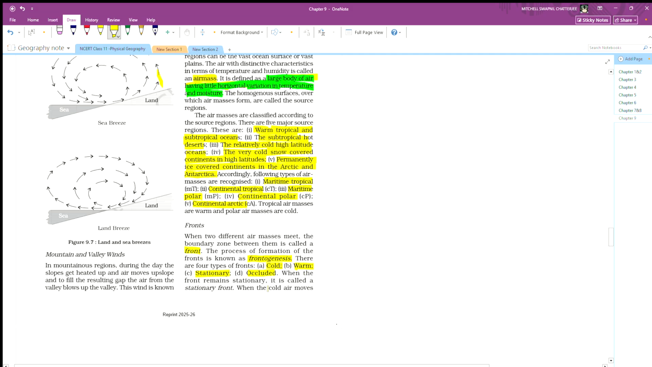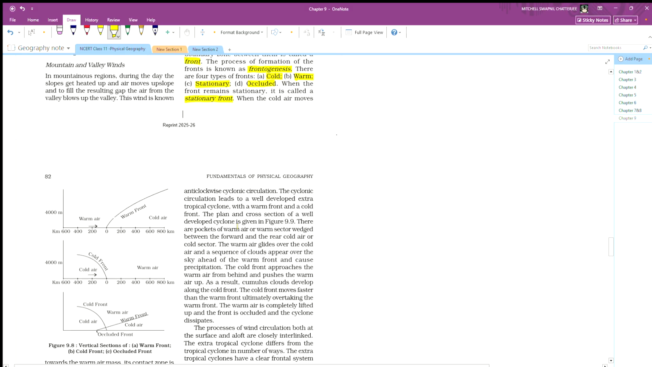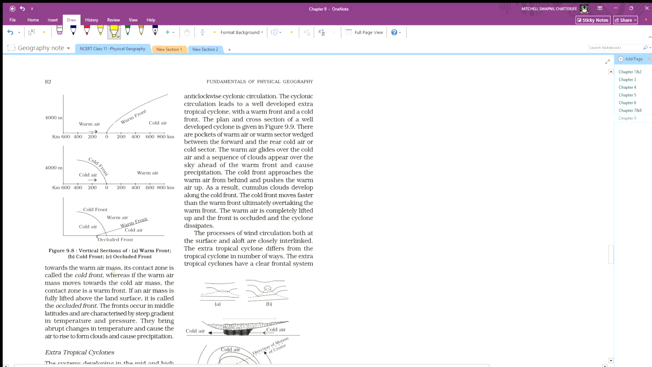When the front remains stationary, it is called a stationary front. When the cold air moves toward the warm air mass, the contact zone is called a cold front. Whereas if the warm air mass moves toward the cold mass, the contact zone is called a warm front. If an air mass is fully lifted above the land surface, it is called an occluded front.